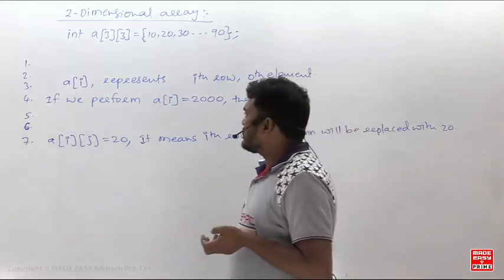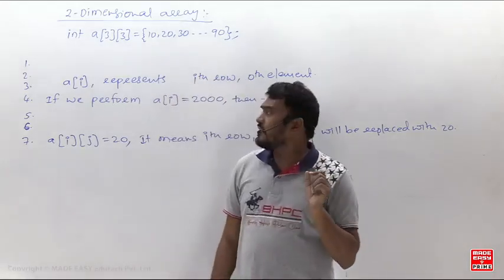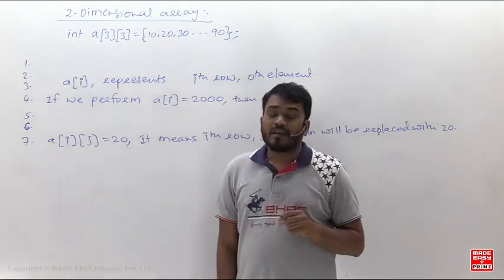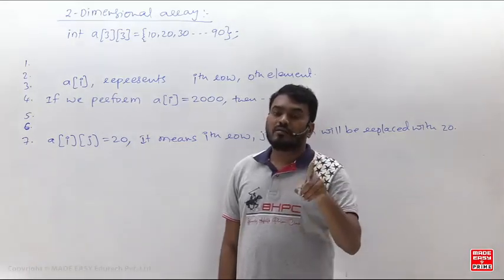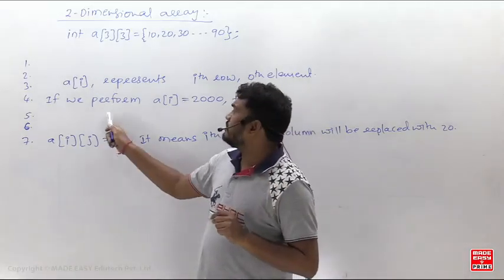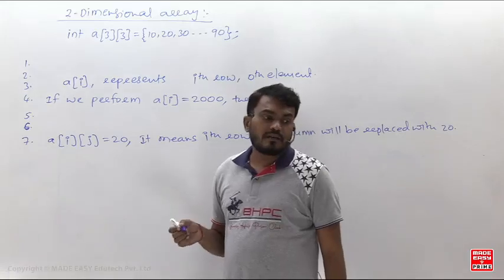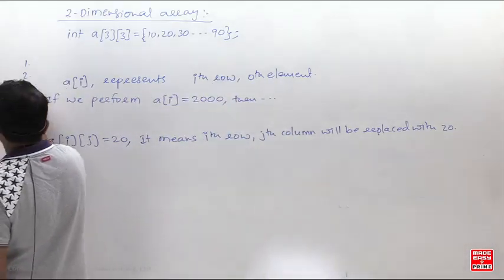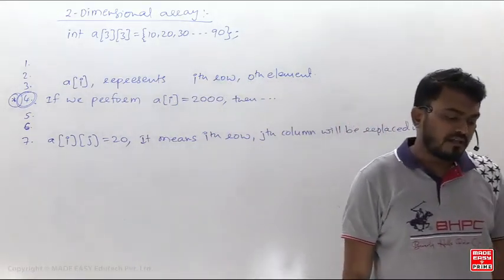Now coming to point number 3, very important. A of i represents a constant base address of the ith row's 0th element, which cannot be changed. If you perform A of i equal to 2000, that will give you an error because we cannot modify a constant base address. So this point is very important. Point number 4 is also very important. Just understand that carefully.